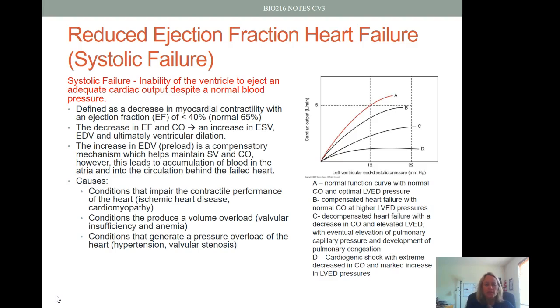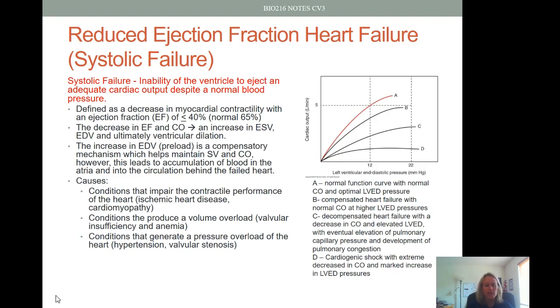This increase in end diastolic volume, which we refer to as preload, is compensatory at first because it's going to help maintain stroke volume and cardiac output via the Frank-Starling law. However, this accumulation of blood in the ventricle then backs up to the atria and then backs up into the circulation behind the failed heart. So once again, with left heart failure, this would be a backup of blood into the pulmonary circulation.